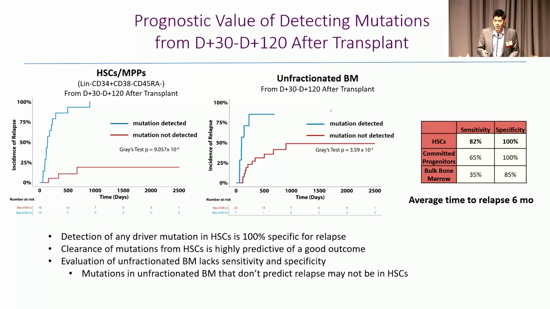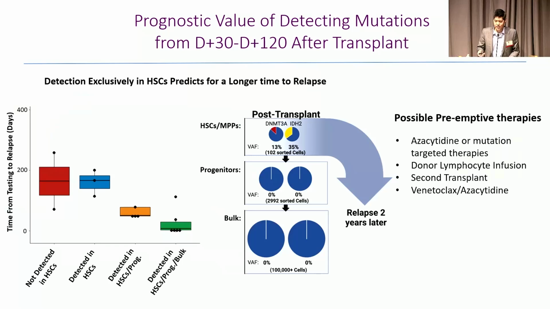So importantly, the average time to relapse is about 6 months from detection. And we found that in the couple cases that we missed, or if we only detect mutations in HSCs, you have a much longer lead time to relapse than if you can already detect things in progenitors or in bulk bone marrow. And so this really raises the possibility for preemptive therapies such as azacitidine, mutation-targeted therapies. But I think most MDS clinicians here would agree that post-transplant use of these therapies probably has limited effect. Maybe it forestalls relapse. If someone's going to relapse, it's probably not going to prevent it.